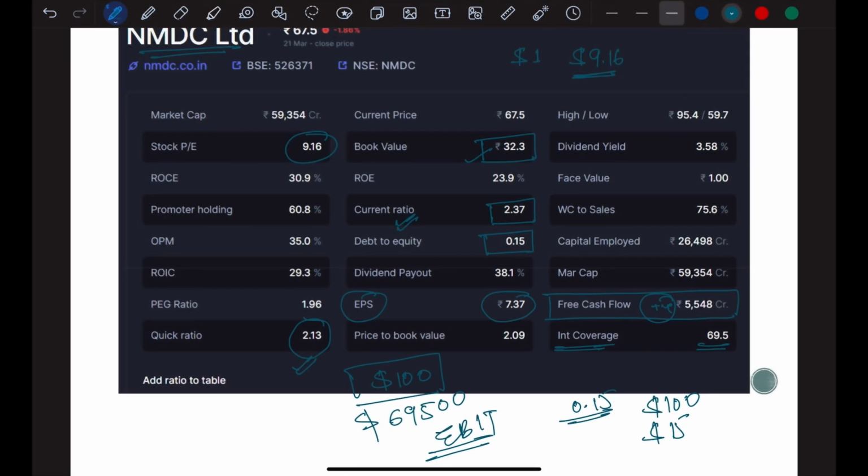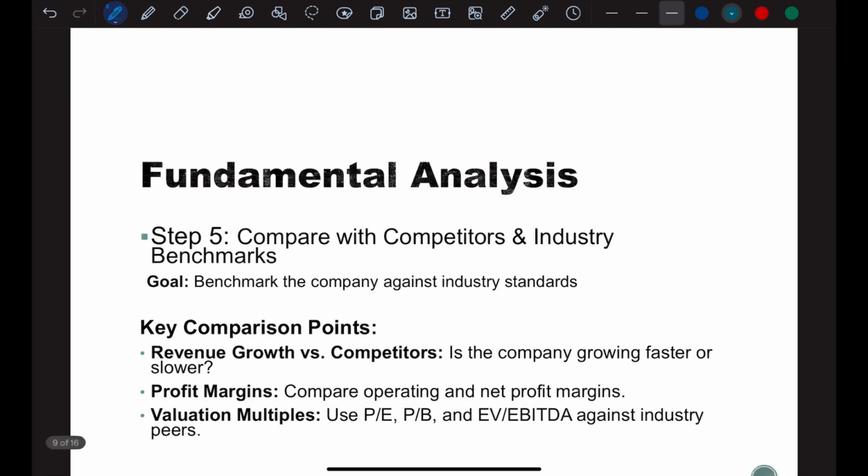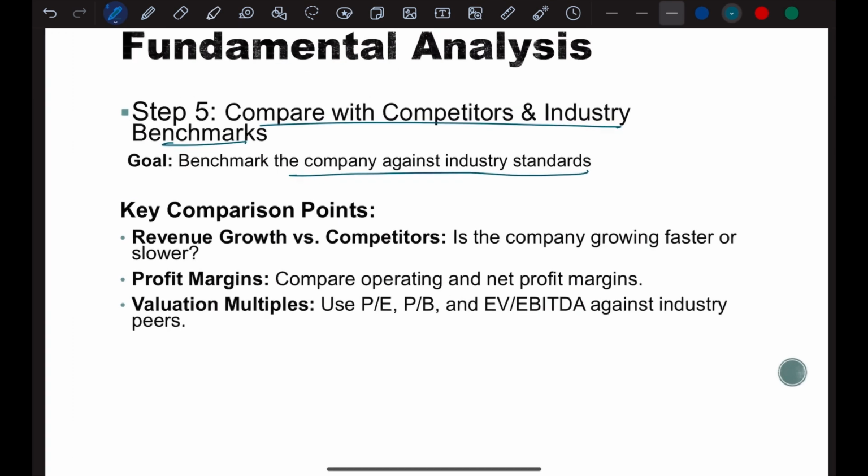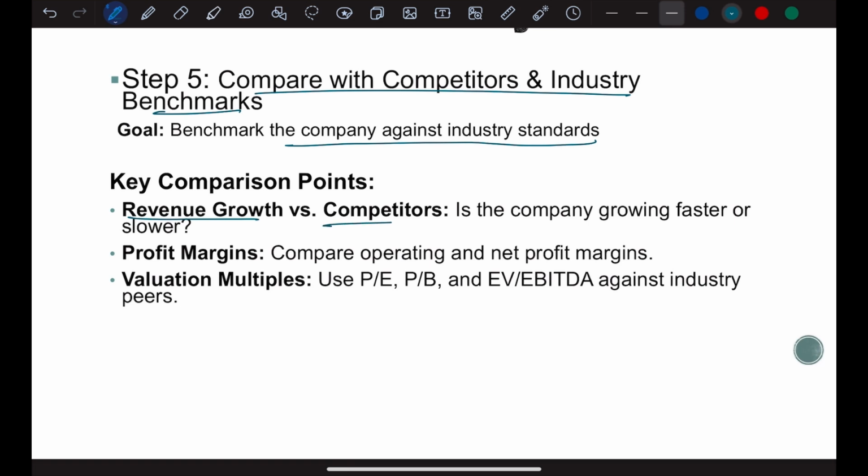Now let's move on to step 5, which is comparing with competitors and industry benchmark. And our goal will be to compare our company against the industry standard or different companies. The first thing that we look for is revenue growth against competitors. If our company is growing faster or slower than our competitor, or in other words, if our company has a positive or negative revenue growth in comparison to our competitor, is the company growing faster or slower than our competitor?